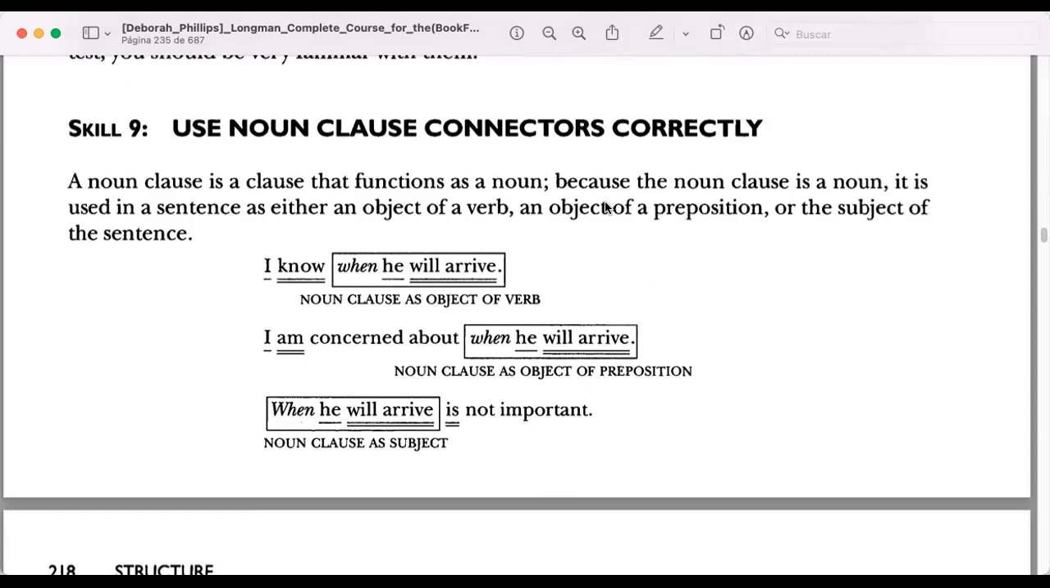First, I have to recognize what I'm talking about, okay? I'm talking about he and when he comes, okay? He will arrive in the future. I don't know when. So he will arrive. I recognize this is the noun clause because it contains the connector when, okay? And the subject and the verb.